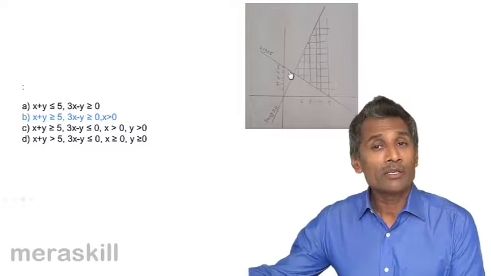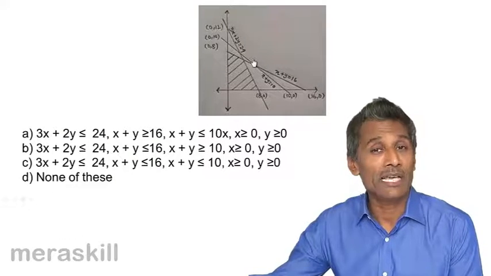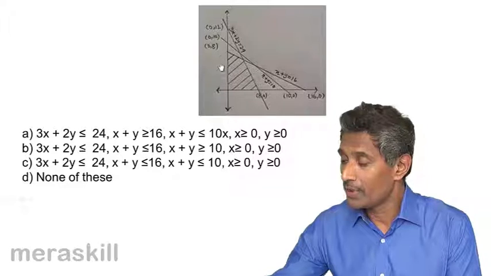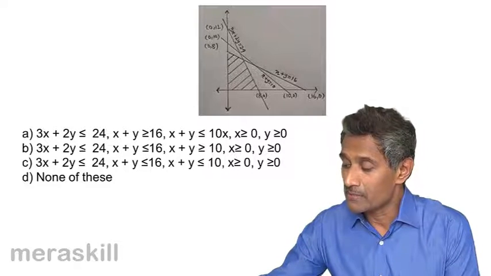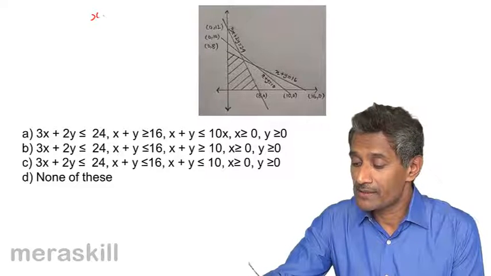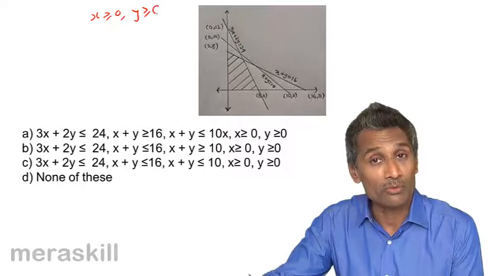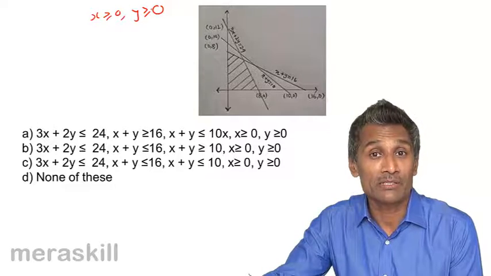So we move on to the next example. We have a particular example wherein we need to decide which is the right region that is bound by this. In this, one thing is for sure, x is definitely greater than or equal to 0, y is definitely greater than or equal to 0. These two things are definite in this particular case.